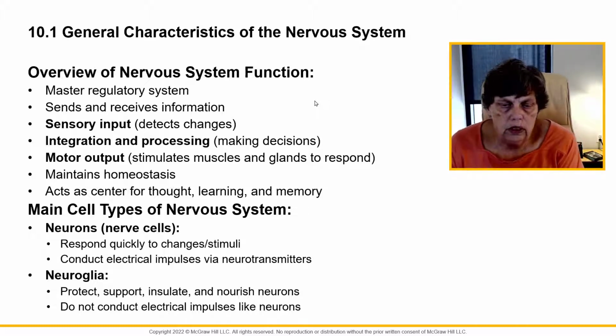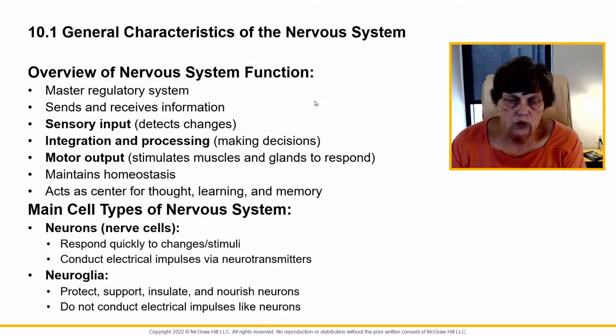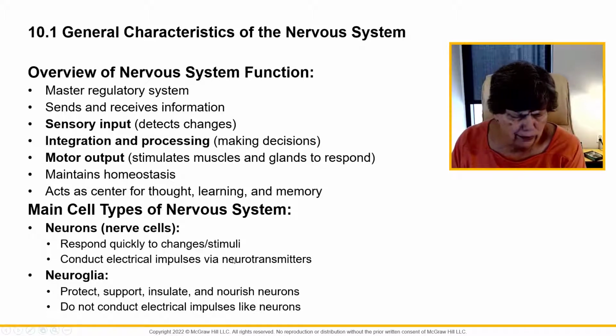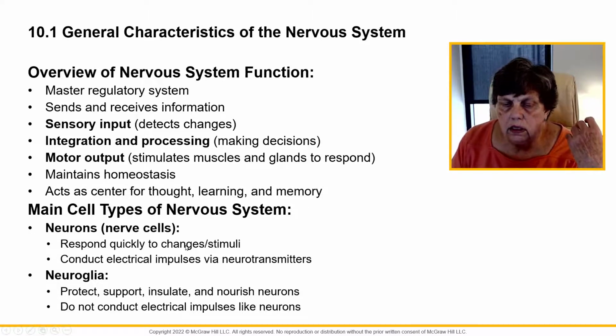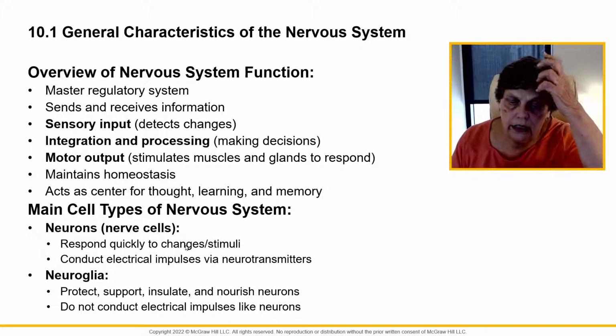And also we know our brain is where our thought processes, our learning, our memory, that sort of thing, take place. The main cells of the nervous system are the neurons and the neuroglia. The neurons are the cells that conduct electrical impulses. We're going to talk about neurotransmitters. Didn't we just go over this when we talked about muscle contraction? So again, I said you need to really understand that. We'll go into that in a little more detail. But this allows us to very quickly respond to changes or stimuli. You stick your finger in a flame, you want to very quickly get it out of there.